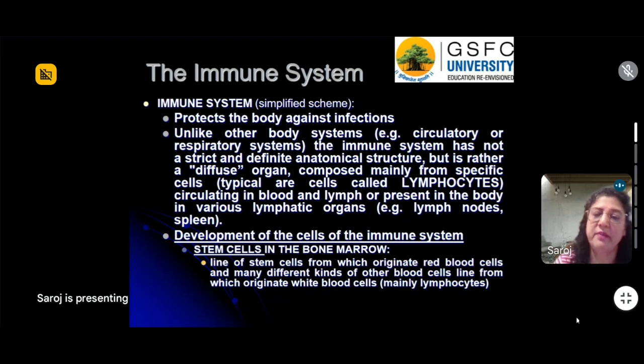And the stem cells present in your bone marrow are the ones, if you all remember the basic biology, which are bifurcating into the development of red blood cells, and they are also making the white blood cells. And of course, white blood cells are the ones we are going to focus on, and white blood cells are also the ones which we call lymphocytes.